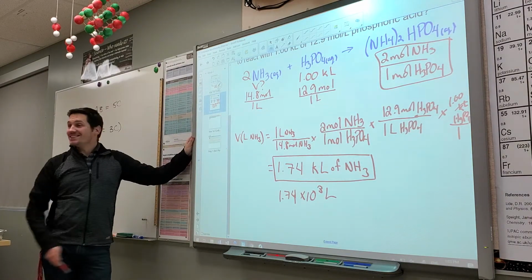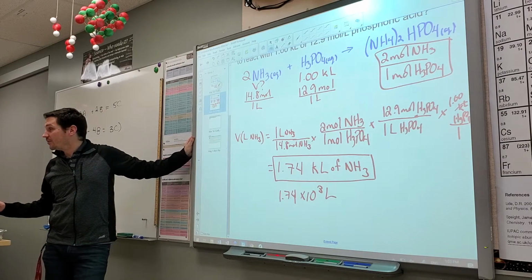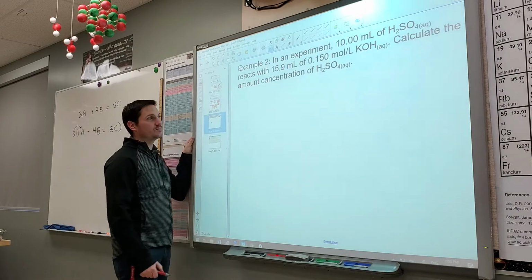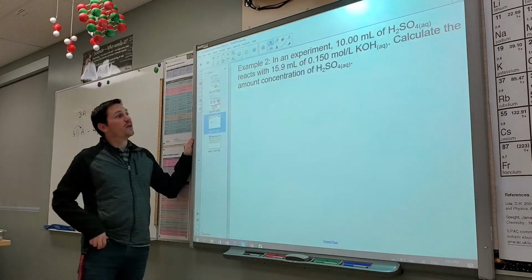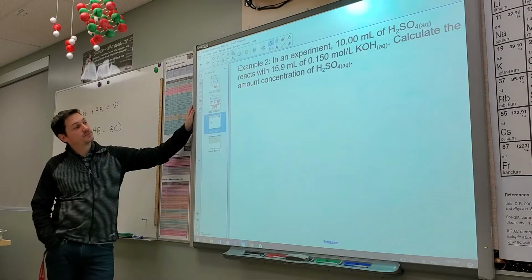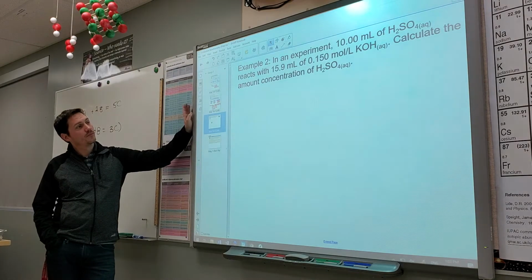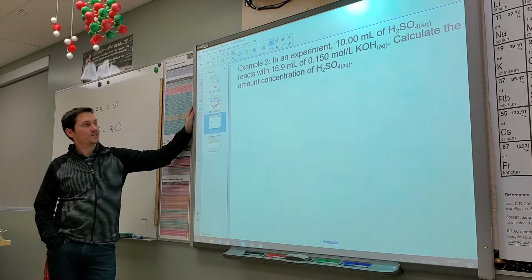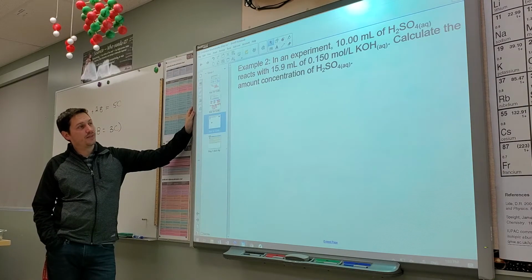Okay, was this radically different from the other stoichiometry we've been doing? No, it hasn't been radically different. In an experiment, 10 milliliters of sulfuric acid reacts with this many liters of potassium hydroxide.